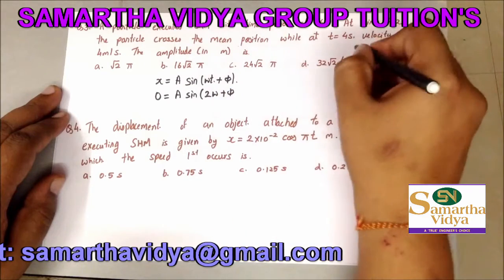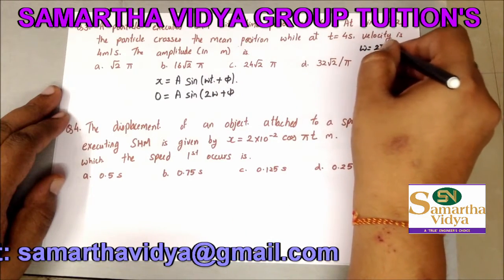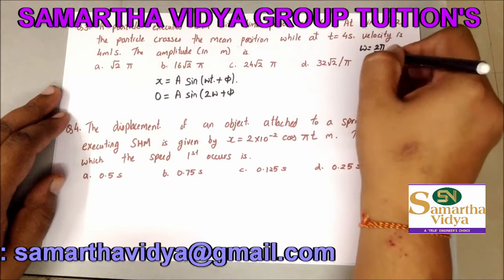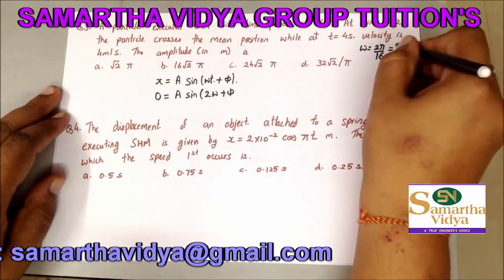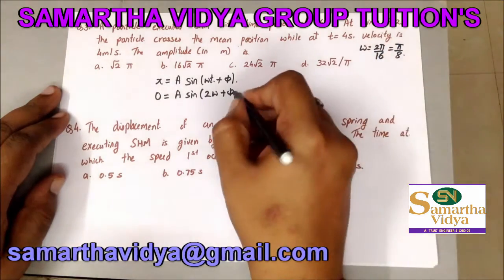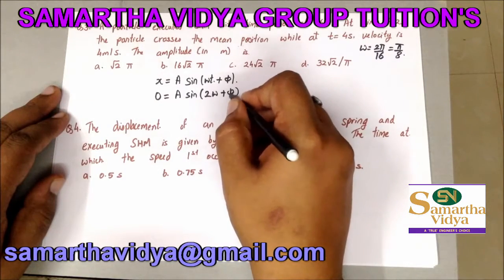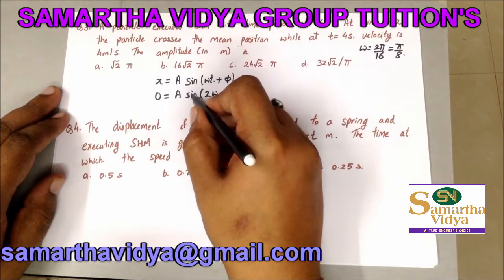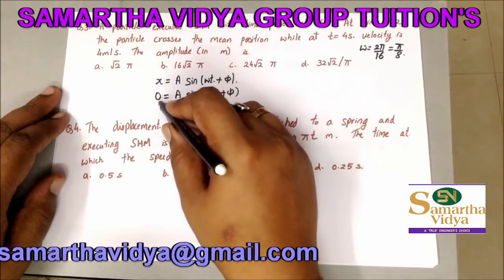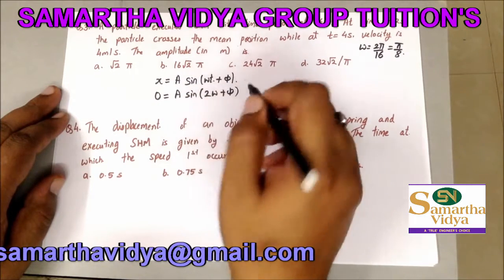Now here we know omega is nothing but 2 pi by T. The time period is given to us as 16, so it's nothing but pi by 8. So from this we'll be getting the phi value. That means basically my sine is 0, which means this angle is going to be 0.